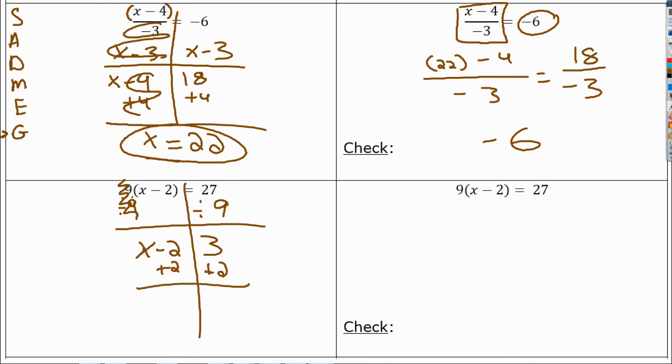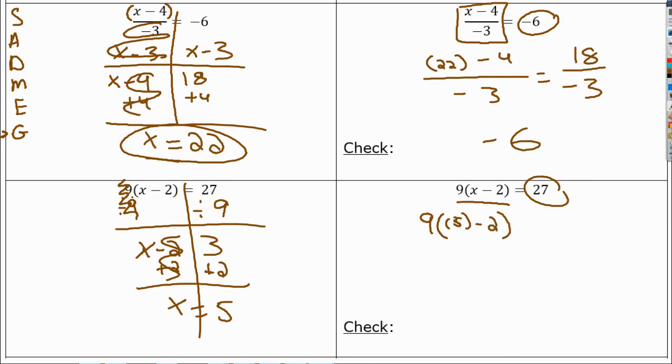If I do that, negative 2 plus 2 equals 0, so that cancels out and disappears. X is the only thing left, so I brought it down. On the right side, 3 plus 2 is 5. Let's go and plug it in. Remember, we're going to plug it into this problem, and we're going to see if we get 27 as our answer. So we're going to do 9 times, and then in parentheses, 5 minus 2.